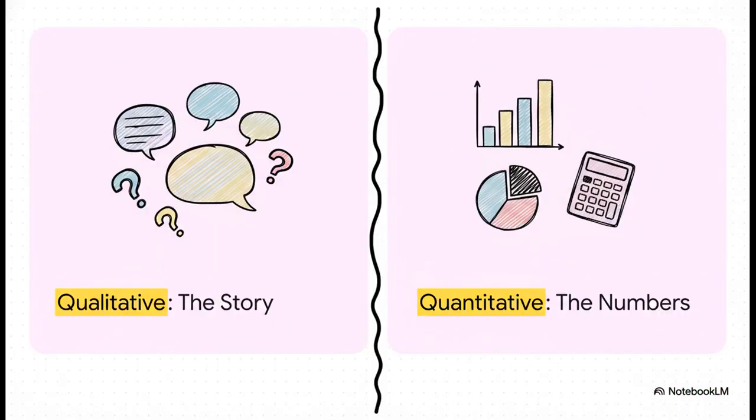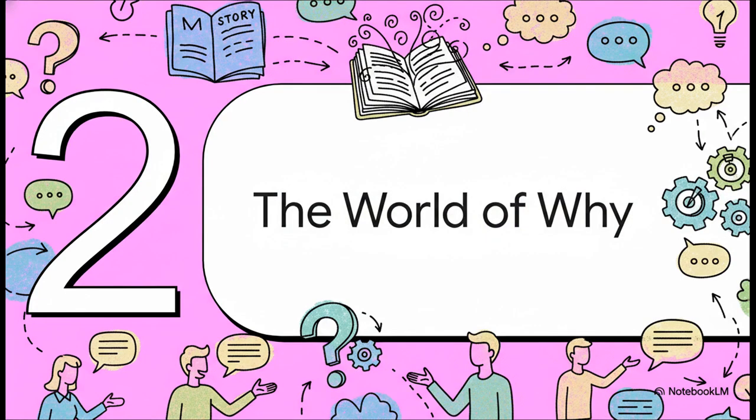Okay, so on one side, you've got qualitative data. This is all about the story, the context, the why behind things. And on the other side, you have quantitative data. That's the hard numbers, the counts, the measurements. You can think of them as two completely different languages that, when you put them together, tell you the whole story. So let's jump into that first world, the world of stories. This is where we go way beyond just what happened, and we start to explore the rich, kind of messy, and complex reasons why it happened in the first place.